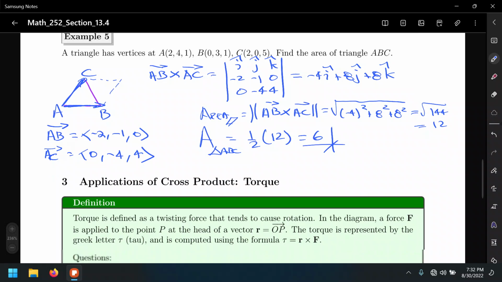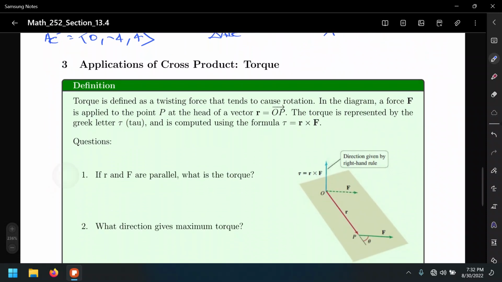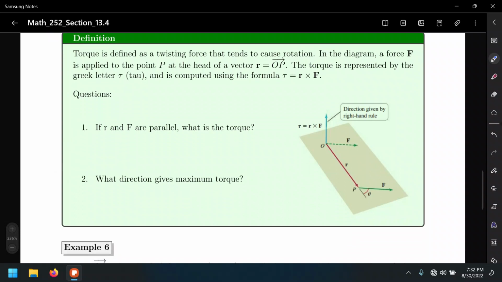All right, so what else do we have? Applications of the cross product in physics. Torque, it's something that you have, for those of you who have taken a physics class. Well, torque is a twisting force that causes rotation. One of the most common examples is when you are screwing or unscrewing a bolt using a wrench, right? So you are applying a force onto the wrench to cause the rotation and eventually screw it or unscrew it depending on the purpose.